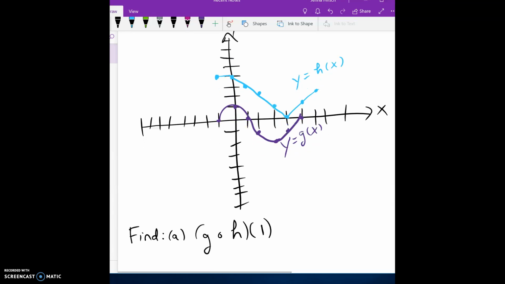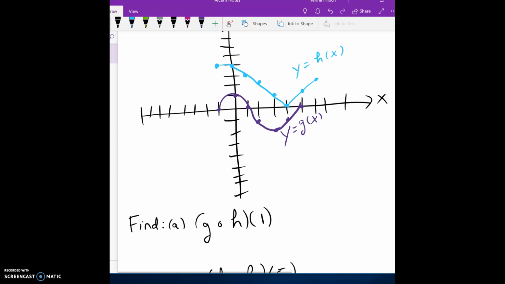For the first example, I want you to find g composed with h of 1. Remember, anytime you have composition notation, the first thing you want to do is rewrite it using function notation. So that's the same thing as saying g of h of 1. So we need to start at the inside of the function. We have to first find h of 1. h of 1 means this.